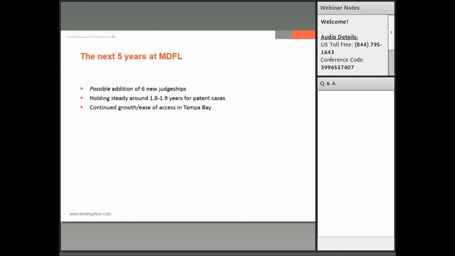The docket is likely to hold steady around 1.8 to 1.9 years for cases. This is for the reasons I mentioned earlier as far as the local rules and how they govern the management of a case. And I would also anticipate that there's going to be continued growth in ease of access to the Tampa Bay area. The airport is currently undergoing a $500 million improvement and expansion. So all those things are to the benefit of litigants here.